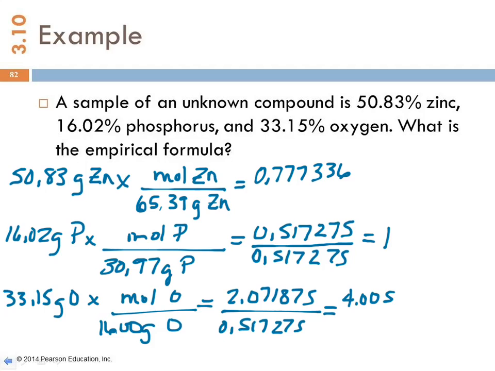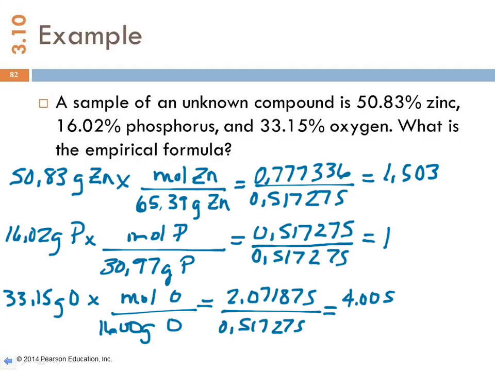So this one comes out to 4.005. And we'll divide this one, and this one comes out to 1.503. Now obviously the one in the middle is a whole number. Can we round this one to a whole number? Yes. But can we round the top one to a whole number?